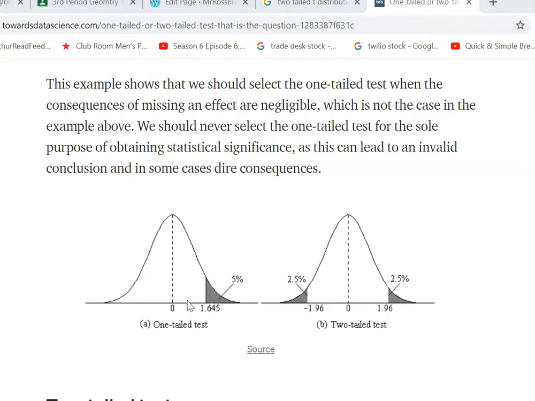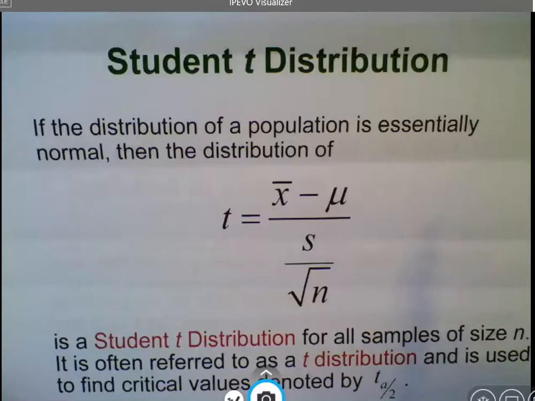We only use a one-tail test when the portion of the data we don't want is really minuscule, very tiny. It doesn't really affect anything. That's the only time we use a one-tail test. The vast majority of the time, we're going to use a two-tail test, so most of the answers we're going to work with are two-tail tests. If you ever actually calculate t, it's essentially the mean of the sample, take away the mean of the population, divided by the standard deviation of the sample divided by the square root of n. We generally don't calculate t though.